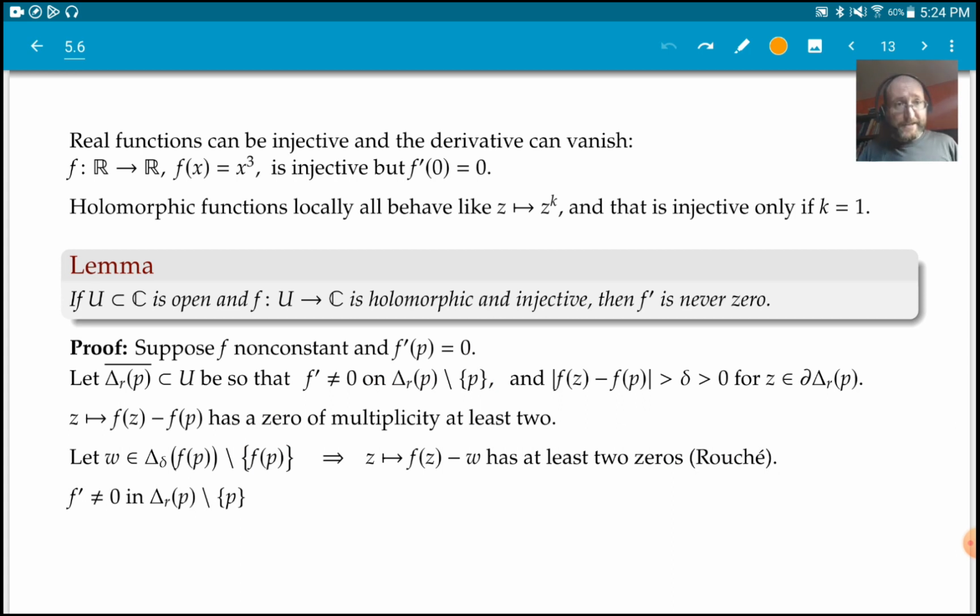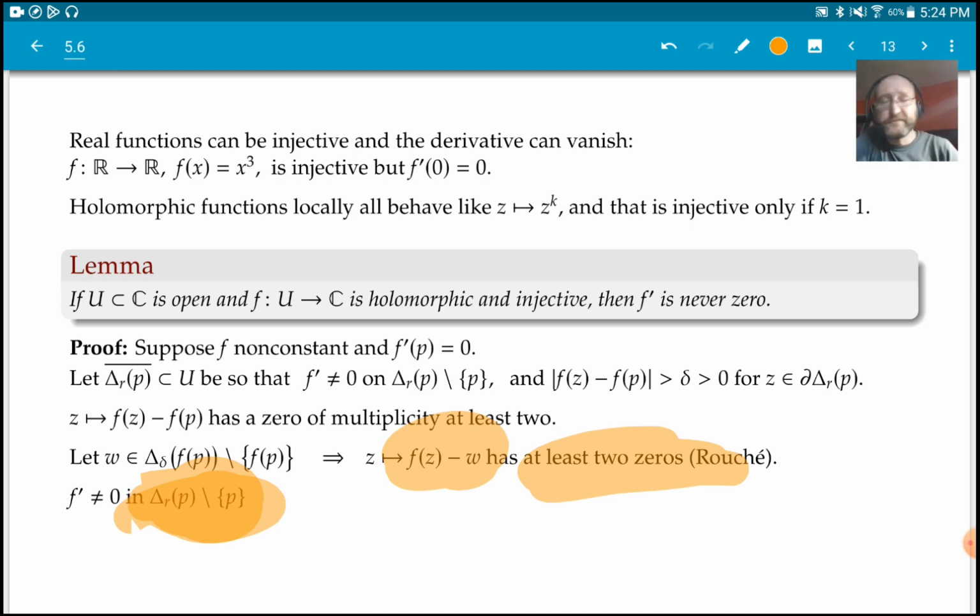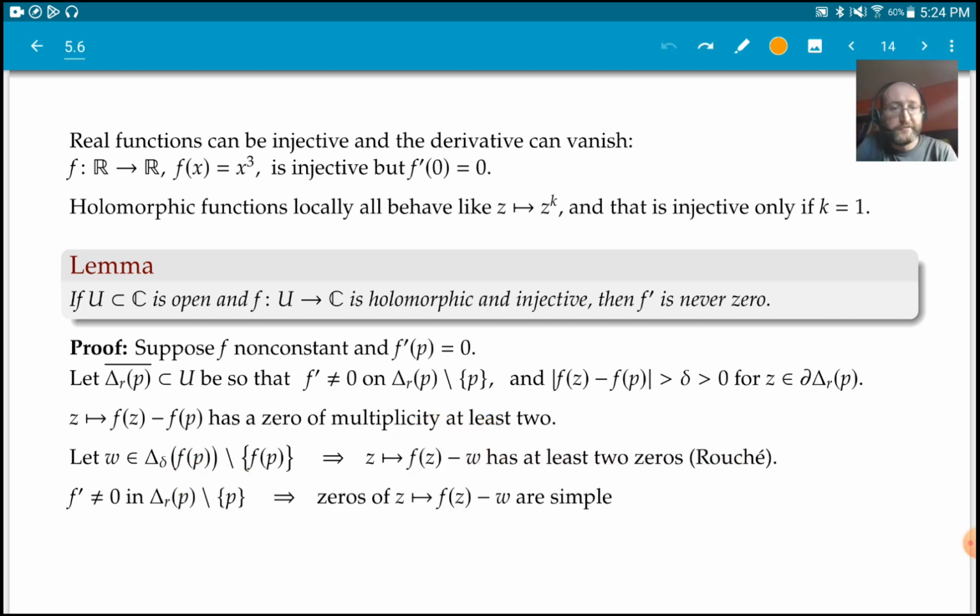But f prime is non-zero on this entire set. These two zeros that I'm getting by Rouché are in this set. f prime is not zero in this set, and that's the derivative of this function as well, because w is just some constant. Therefore, all the zeros in this disk are simple, and that means that f of z minus w has two distinct zeros in this set.